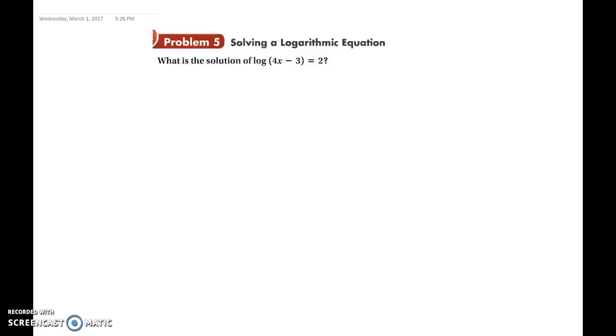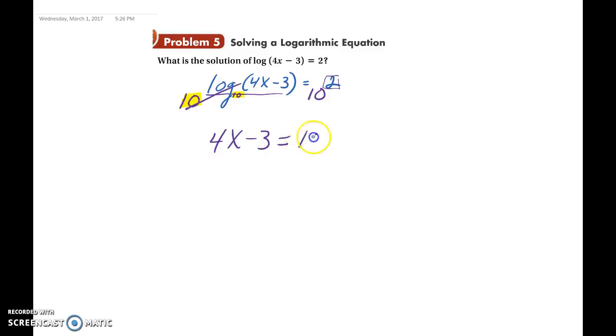All right, so here we have log base 10 of 4x minus 3 is equal to 2. To solve this, you need to identify the base, and our base is 10. So we write each side as that base raised to the logarithm is equal to that base raised to the answer, 2. Since we have a logarithm and an exponential with the same base, they undo each other and cancel out, and we're just left with 4x minus 3. 10 squared is 100. So now we have 4x minus 3 is equal to 100.